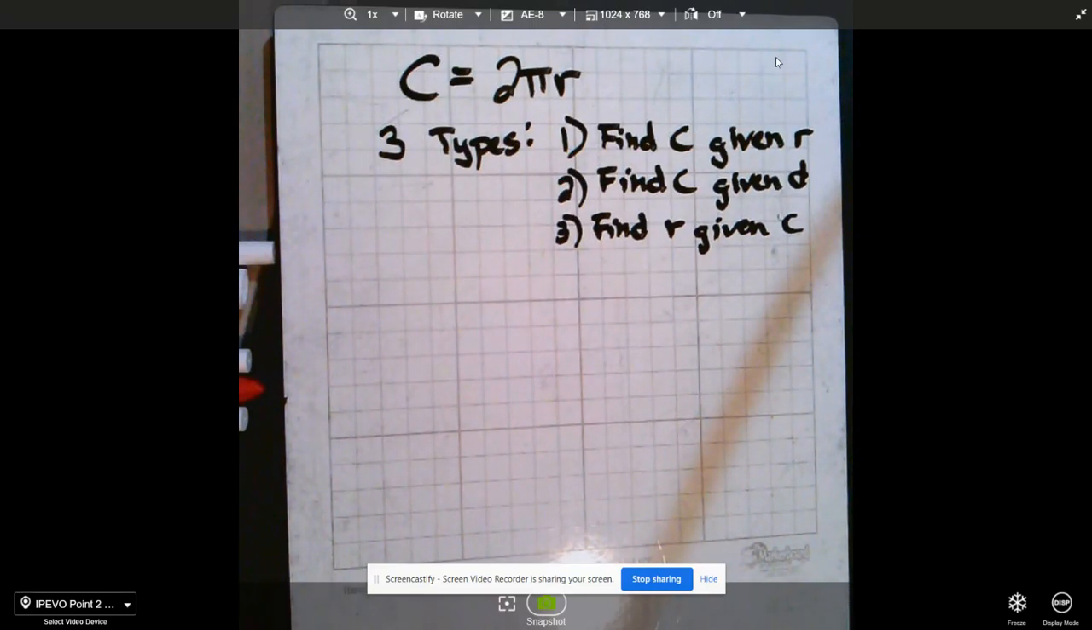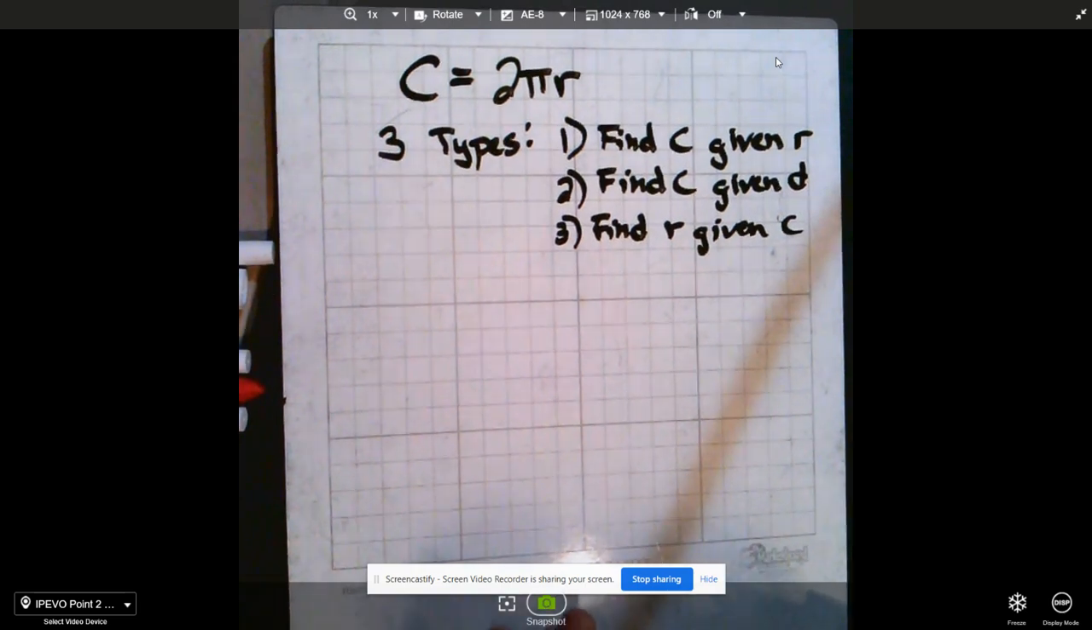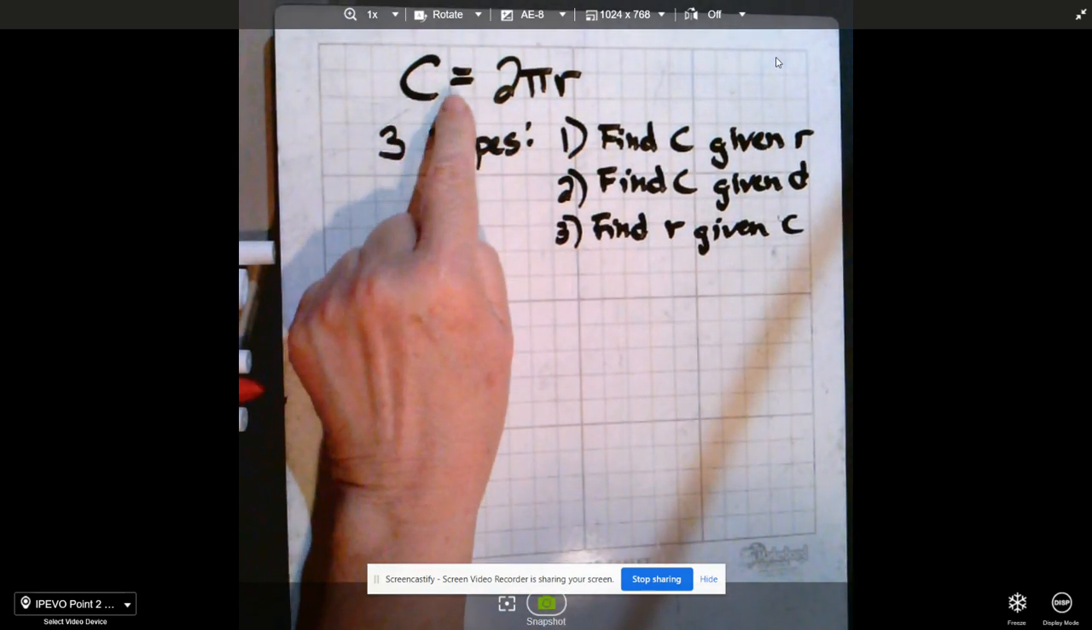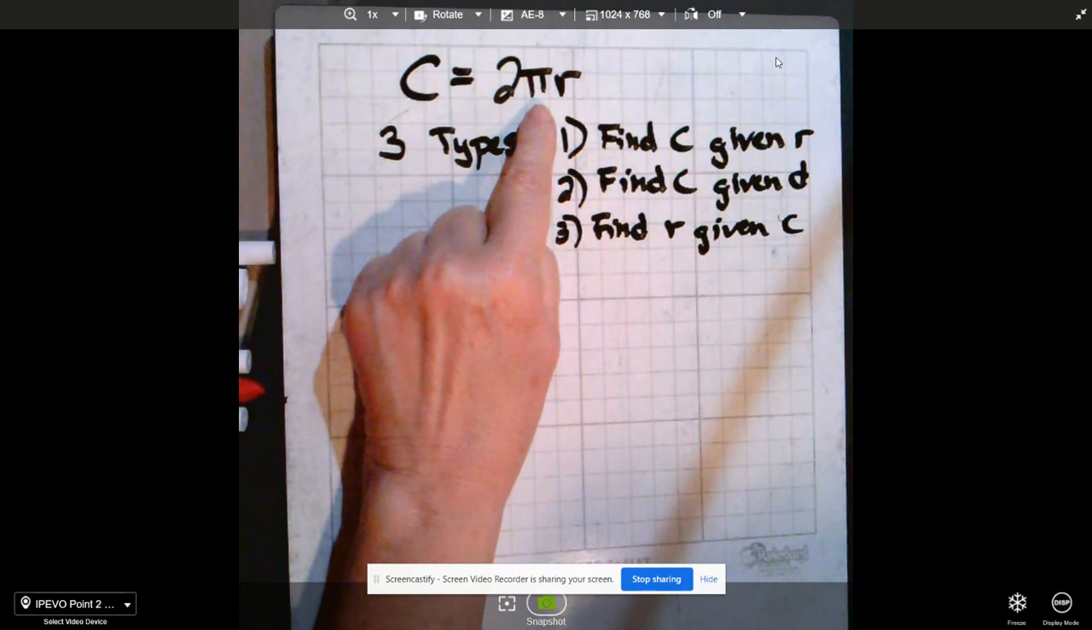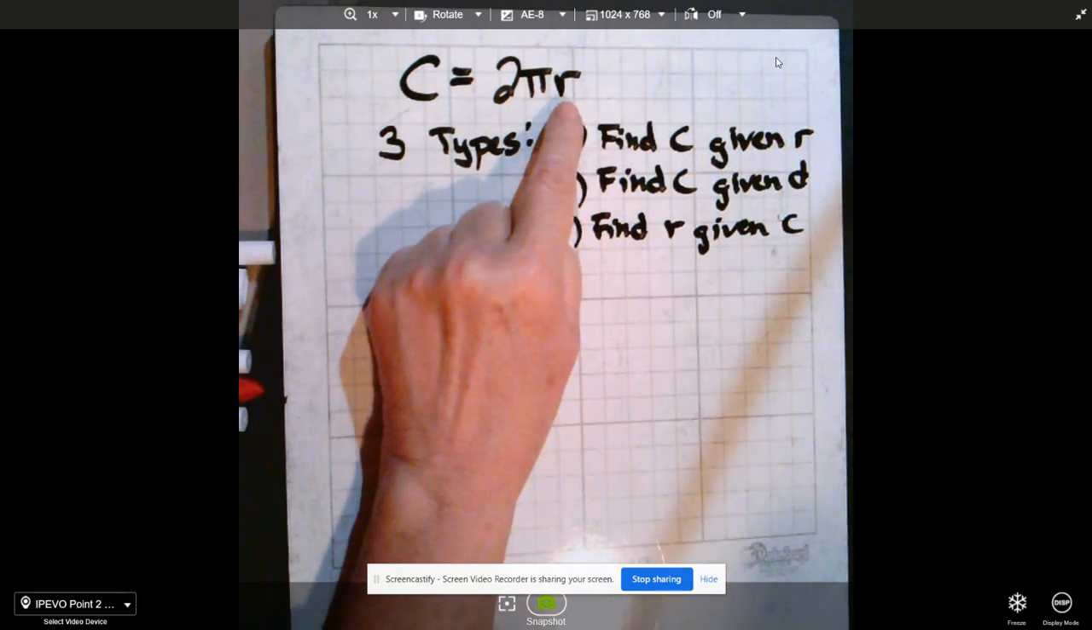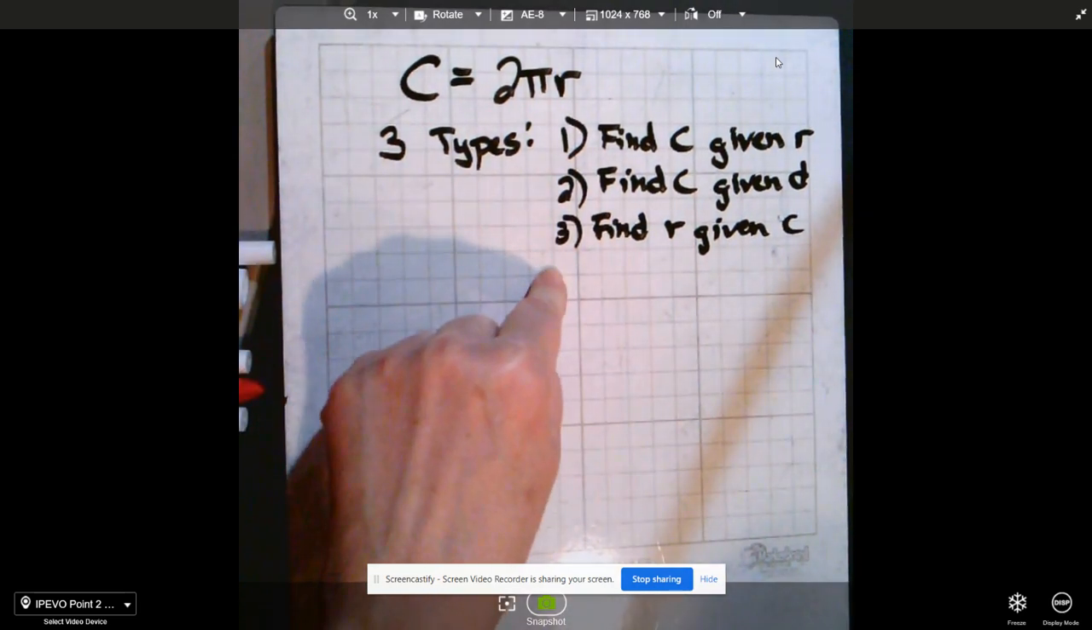So on the worksheet for day 6, we're talking about circumference, which uses pi. And so the circumference equals 2 times pi times the radius of the circle. And there's 3 types of problems on the worksheet.